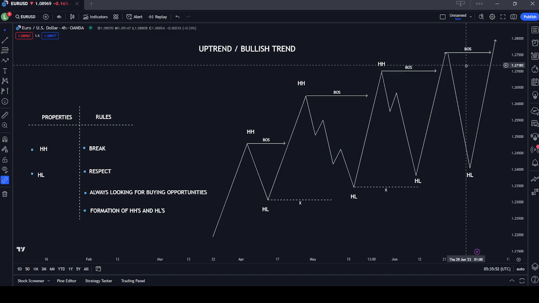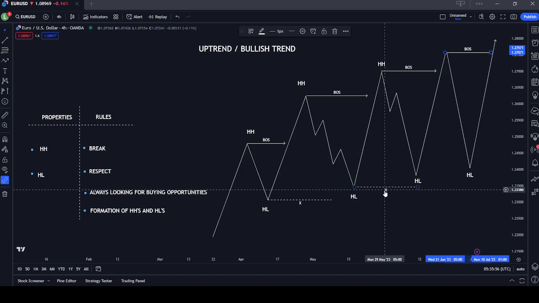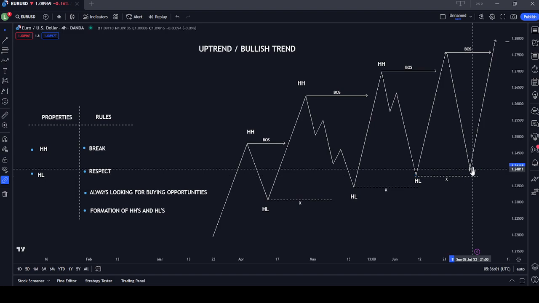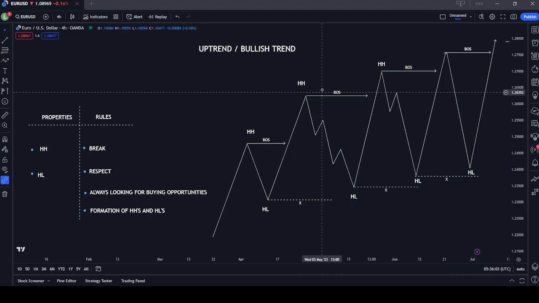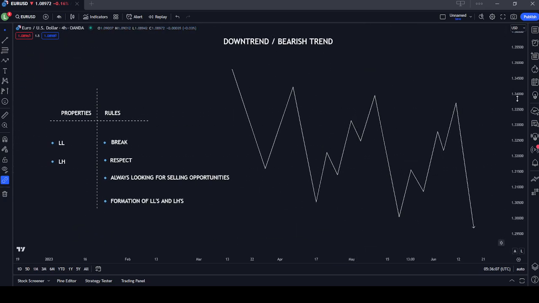Okay, so this is how we identify our properties and rules on an uptrend. We break high highs and respect higher lows. Simple as that. Okay, so now let's focus on a downtrend.